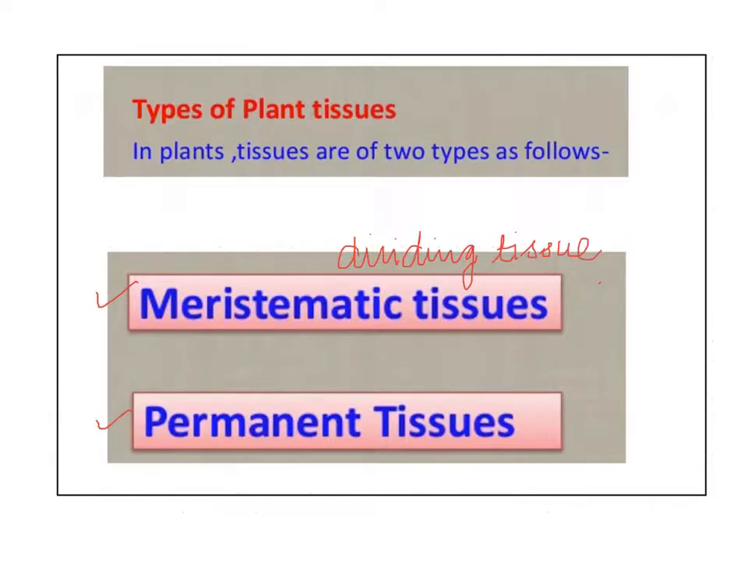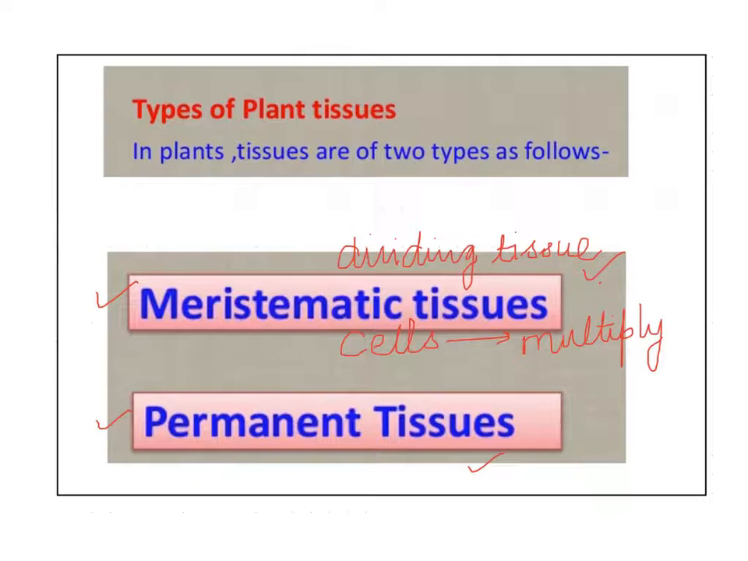Clear, everyone? So meristematic tissue is also called by another name, which is dividing tissue, and the second is permanent tissue. Now coming to the meristematic tissue, why do we call it a dividing tissue, dear students? Meristematic tissue contains cells that multiply. The cells present in the meristematic tissue multiply continuously, so they increase in number.